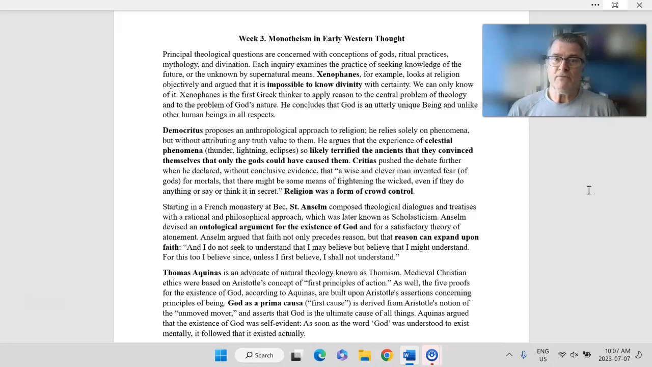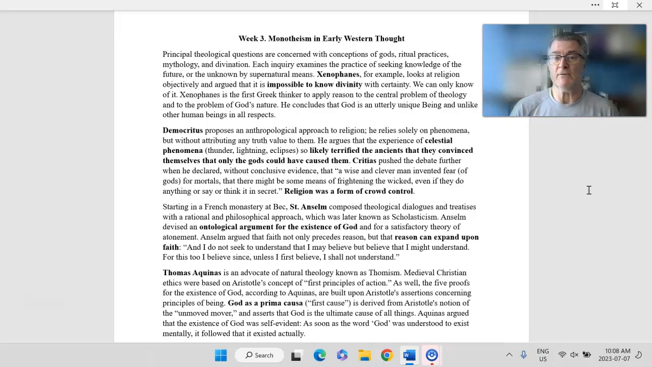So each individual tried to inquire into the ways in which you could understand theology without relying on mythology. Theology, which is more religion-based, is different than mythology. Yes, the overlap is the gods and goddesses that exist in both, but mythology is about stories. Theology is about the gods, right?